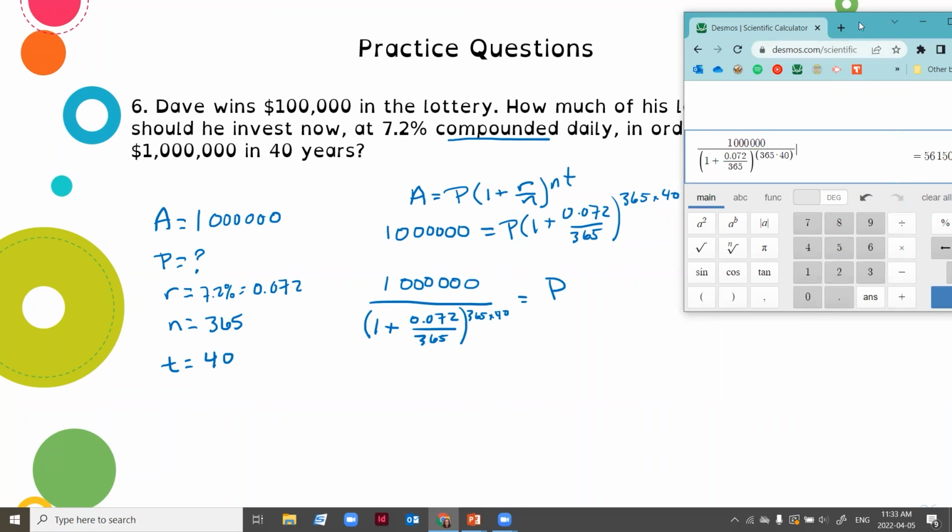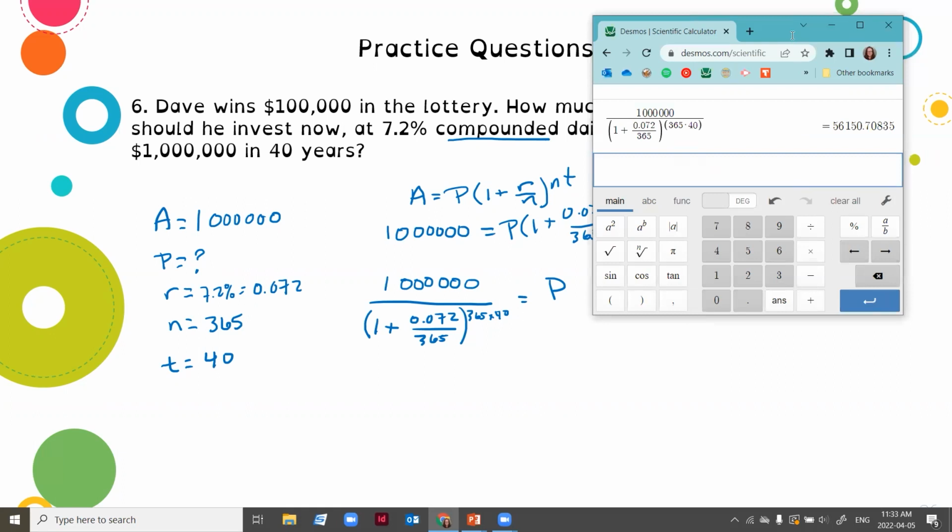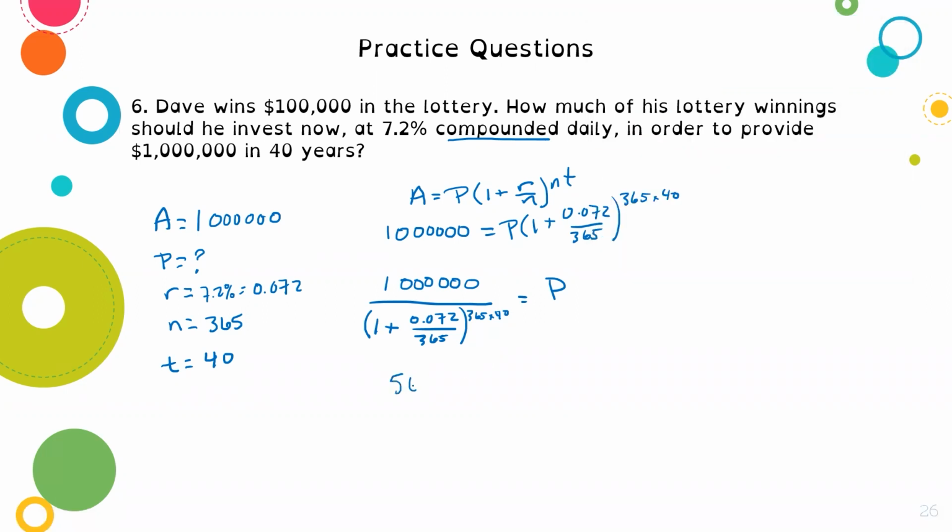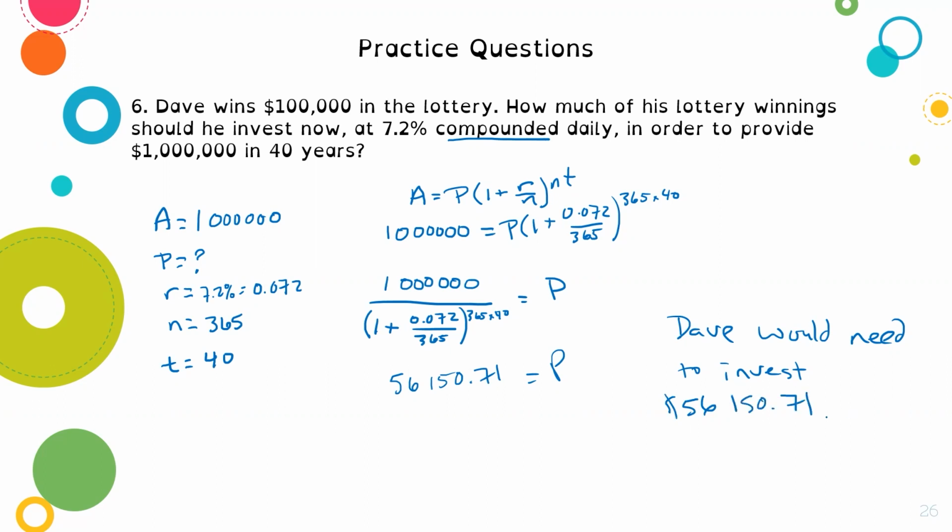And that equals $56,150.71. So P equals $56,150.71. Dave would need to invest $56,150.71 in order to earn $1 million in 40 years.